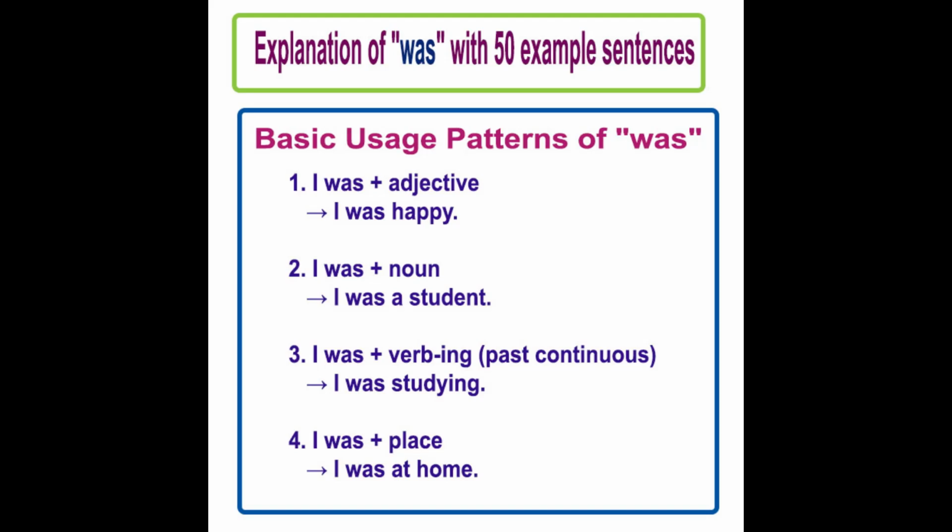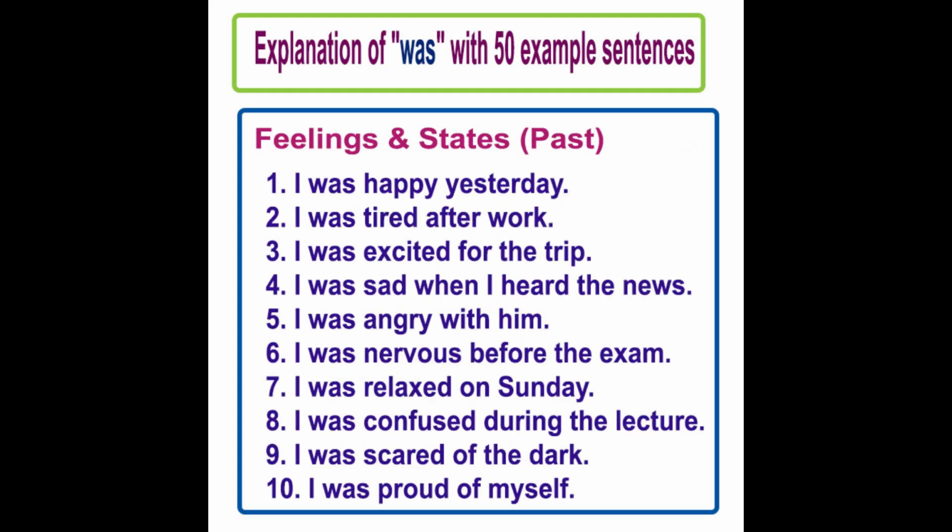Basic usage patterns of "was". 1. I was plus adjective. I was happy. 2. I was plus noun. I was a student. 3. I was plus verb-ing, past continuous. I was studying. 4. I was plus place. I was at home.